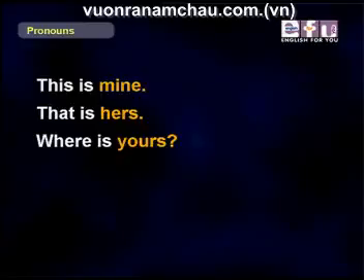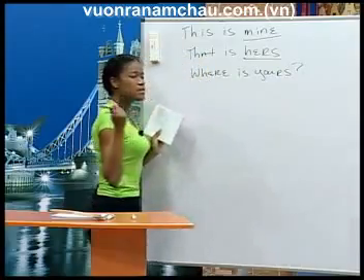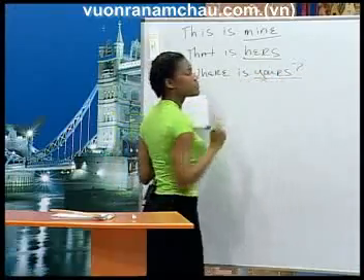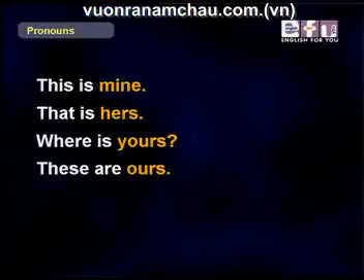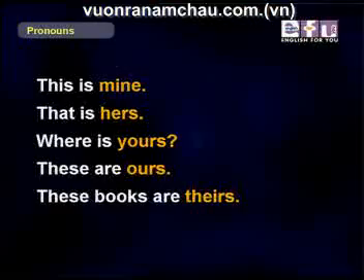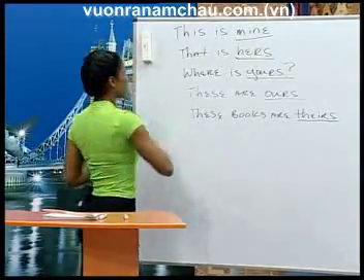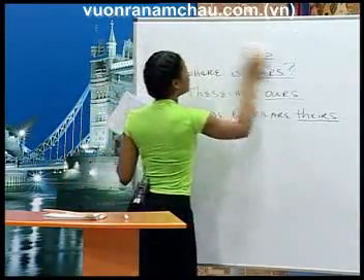Where is yours? So here is my pen. This is mine. That is hers. Where's yours? Right? Possessive pronoun. These are ours. And these books are theirs. Okay, good job. Next group.